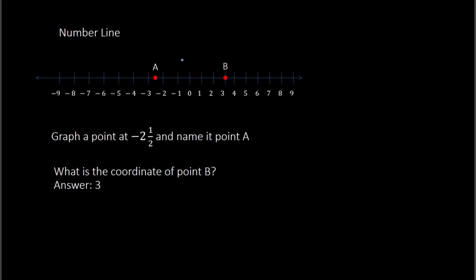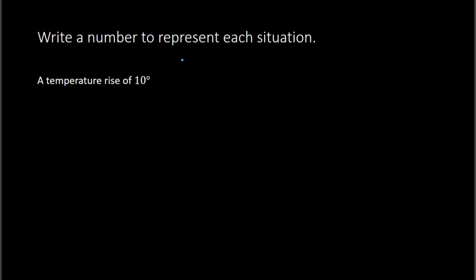Now number lines can be used to represent any sort of information, and so here are some examples where you need to decide what number would best represent the given information. So for example, the temperature rises 10 degrees. What number would represent that? Well, it's a rise of 10, so it's a positive number. It's increasing, so it's going to be a positive 10. A temperature drop of 10 degrees could be represented by a negative 10 because it's going down 10.